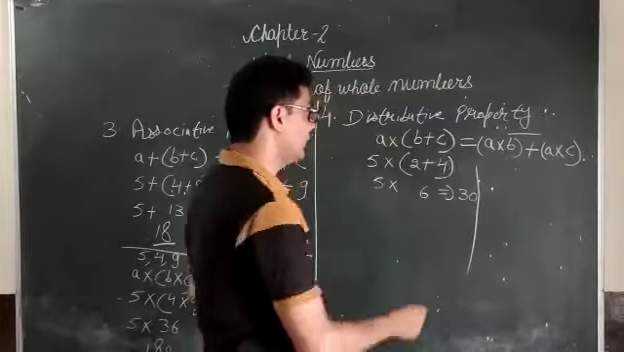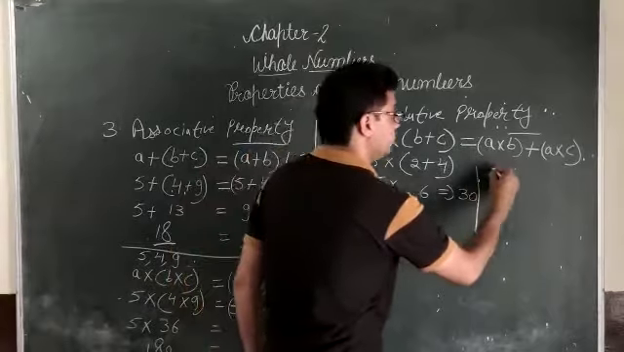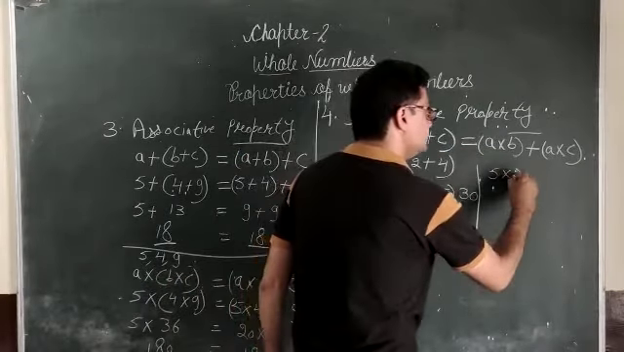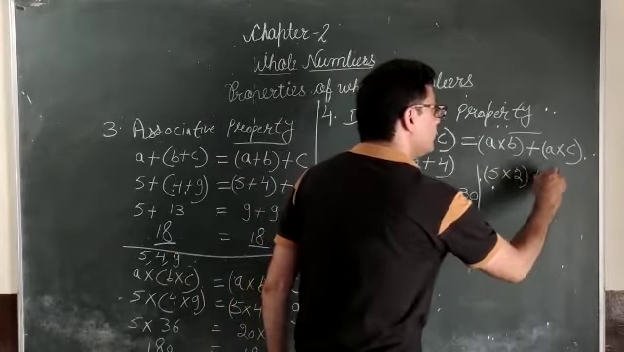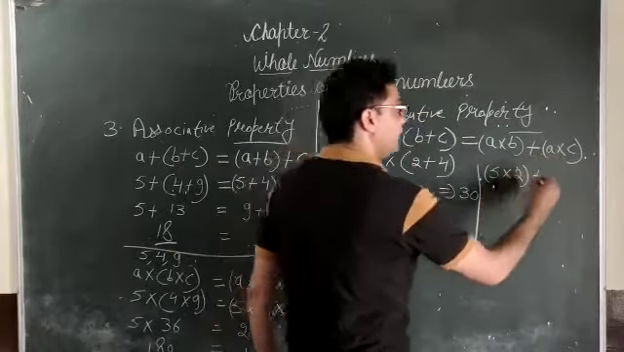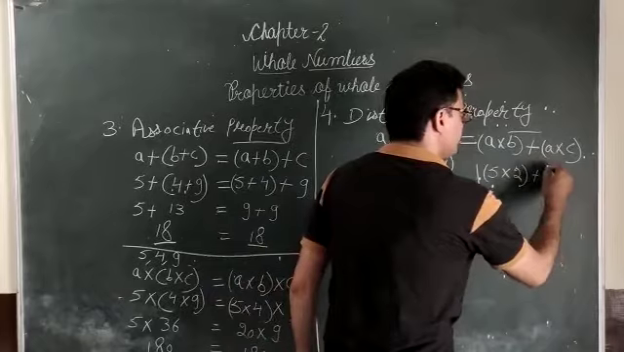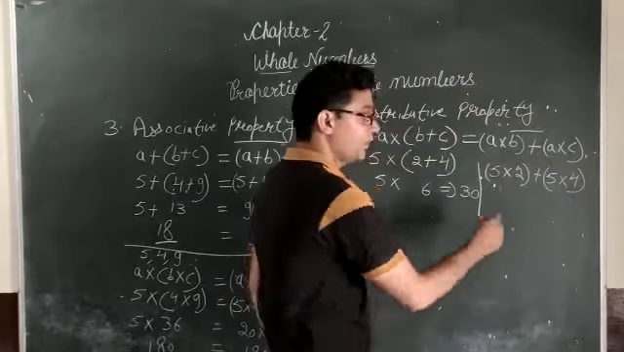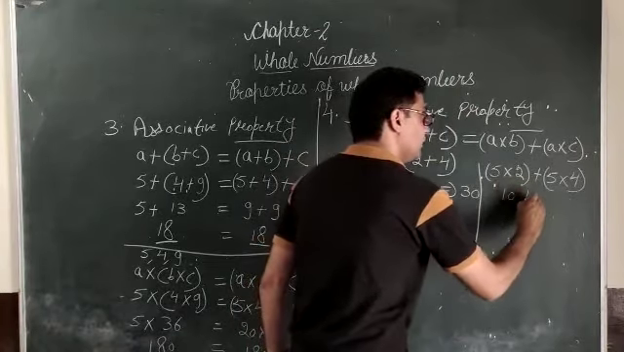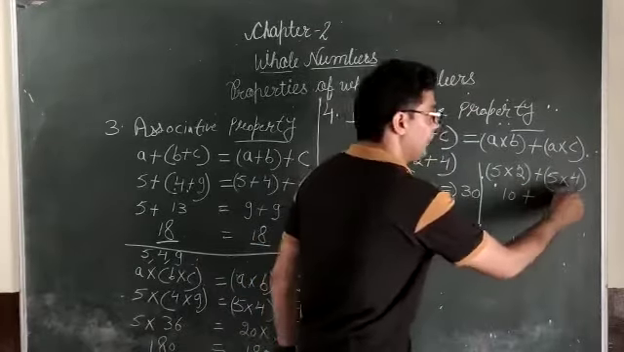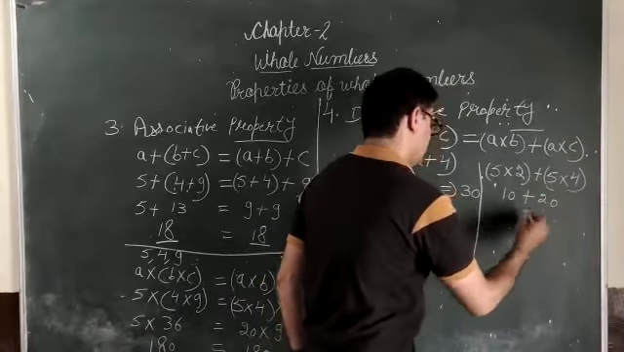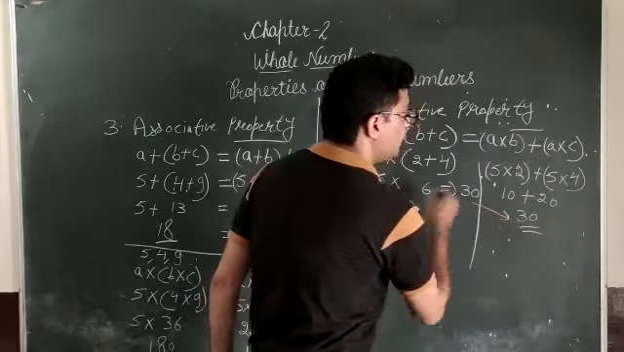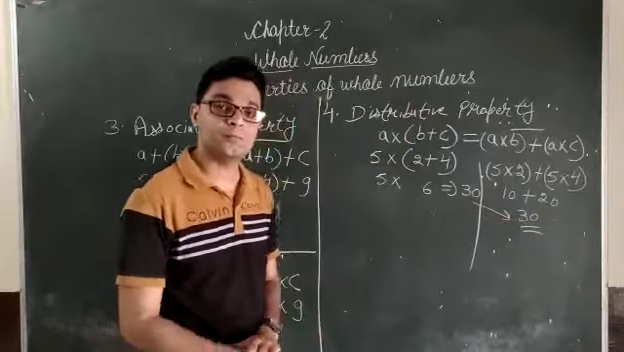A into B. Now here what is A? 5. 5 into B. B means here 2. 5 into 2 plus, once again A is here 5 into C. C is here 4. Okay. 5 2s are 10 plus 5 4s are 20. 20 plus 10 is 30. You can see the answer is the same.